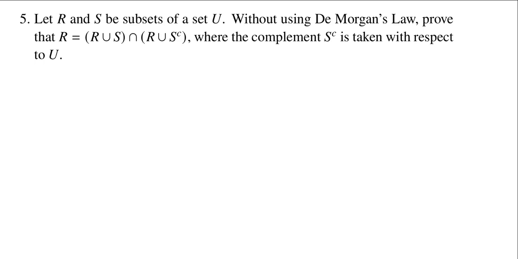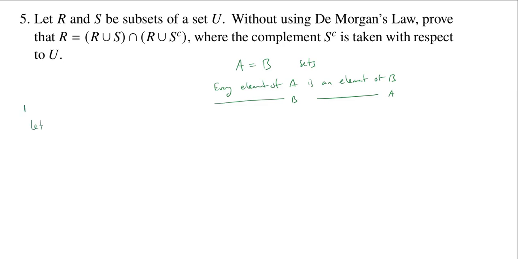And if I want to show that two sets are equal, so if I want to show A equals B, where these are sets, then I need to show that every element of A is an element of B. And then vice versa. Every element of B is an element of A, right? Essentially, this shows that A and B have the same elements. All right, so here we're going to do our proof.